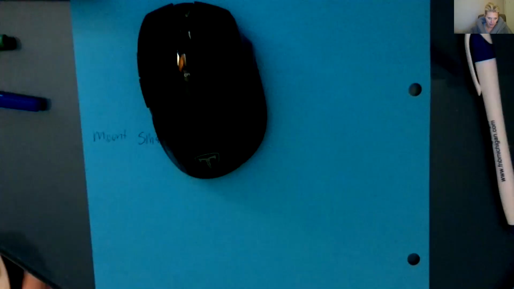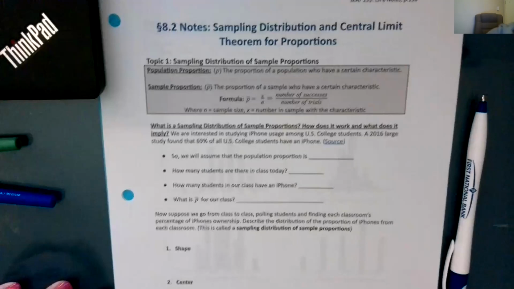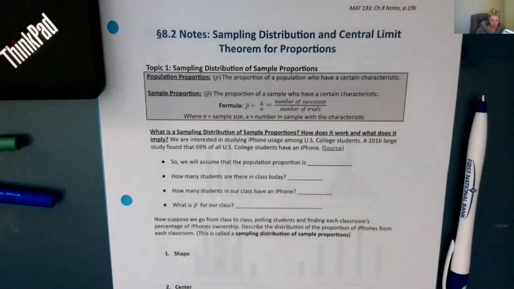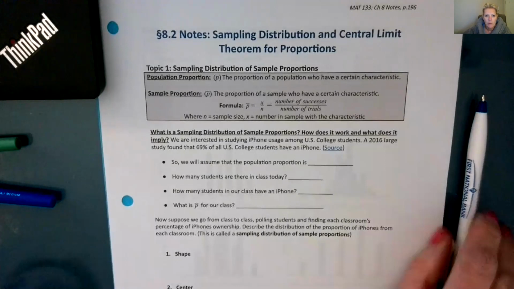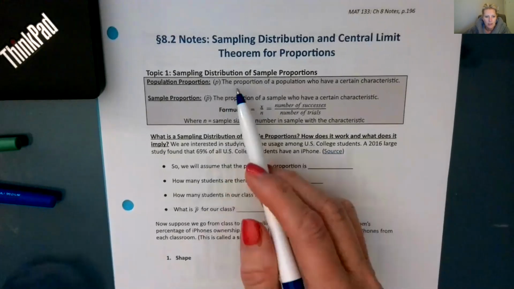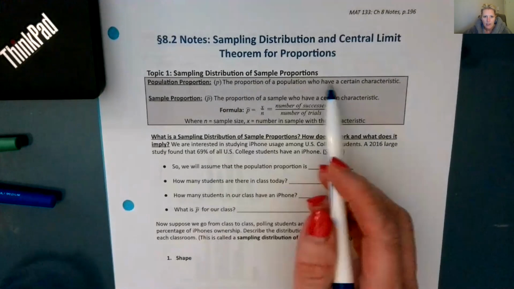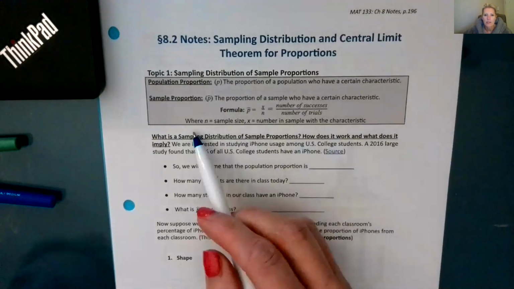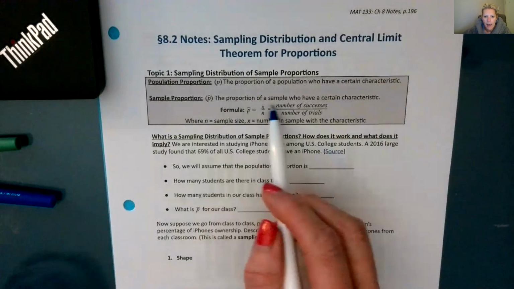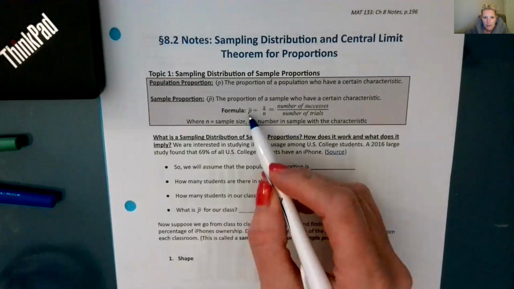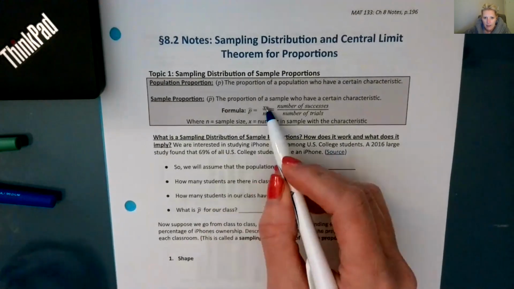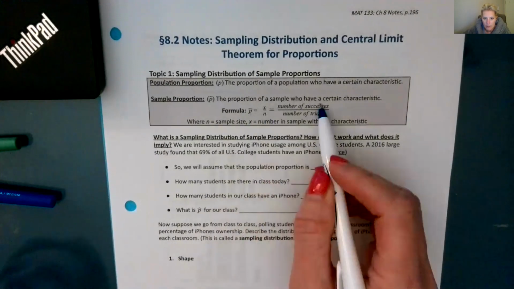Okay, welcome. You're back for lesson 8.2, and we're talking more about sampling distributions and the central limit theorem, but this time it's for proportions data or qualitative data. Let's remind ourselves that a population proportion is the proportion of a population who have a certain characteristic. A sample proportion is the proportion of a sample who have a certain characteristic, which is called p hat. It's x divided by n, where x is the number of successes and n is the number of trials or sample size.